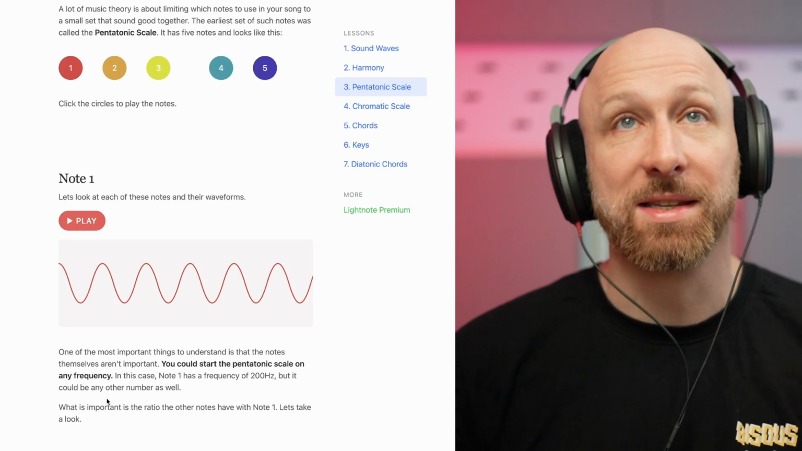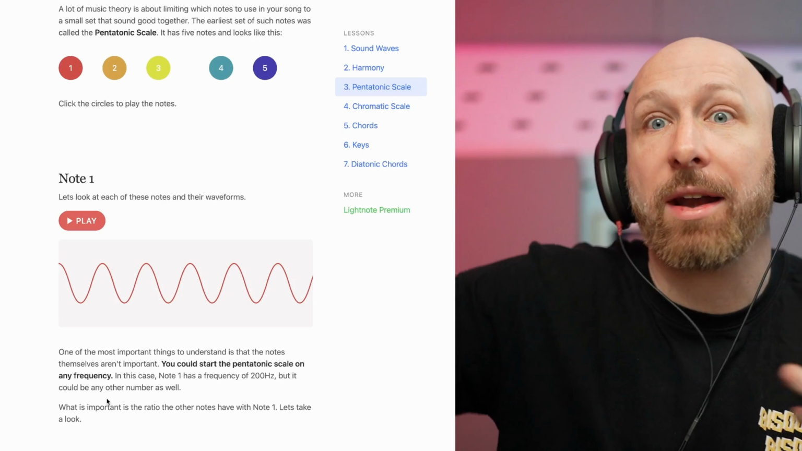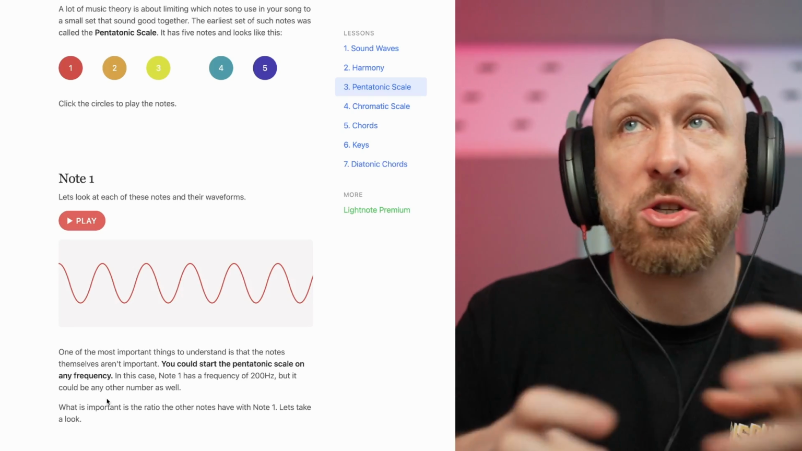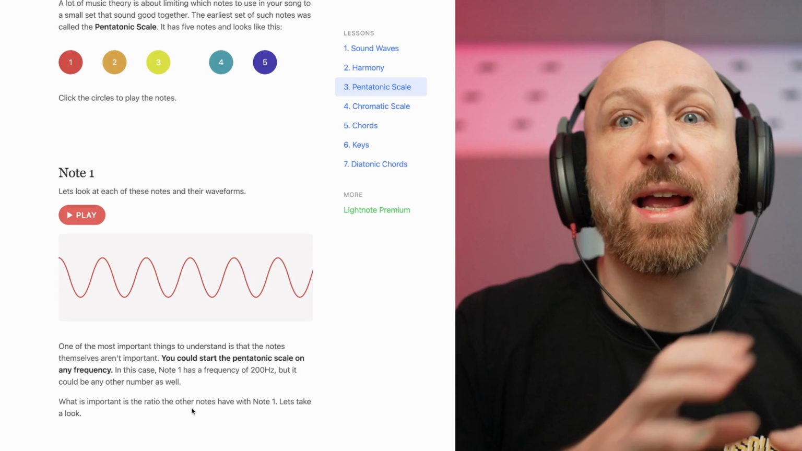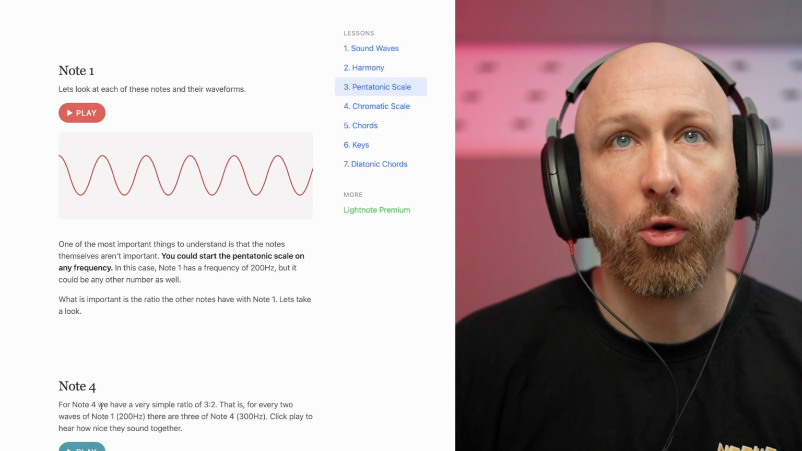I fully endorse this message. Everything in music is about patterns, and where you start can be pretty much anywhere as long as it's a choice that you make at the start of your composition. And then everything else is relative to it. Now, note 4.